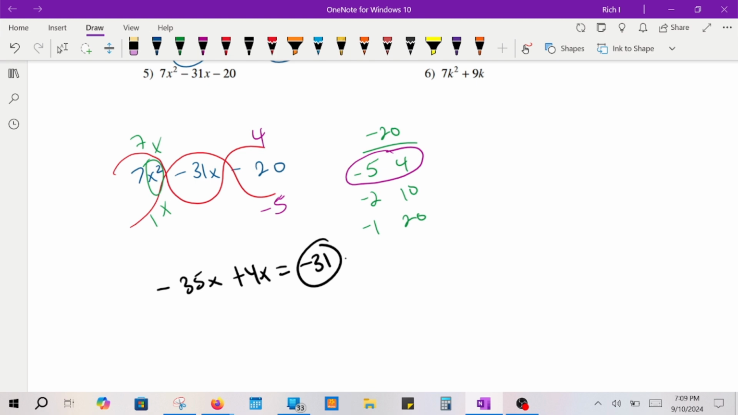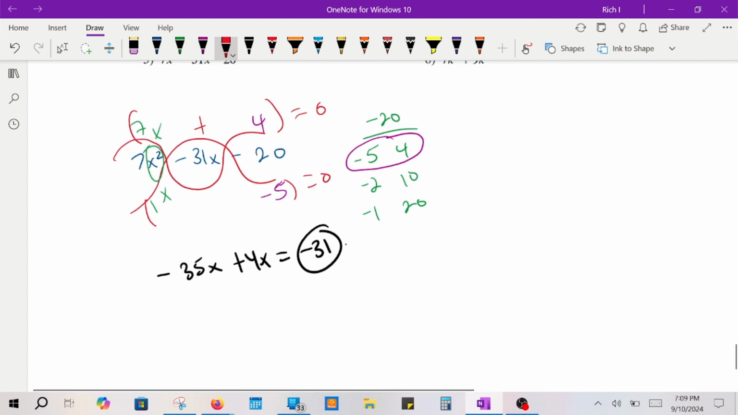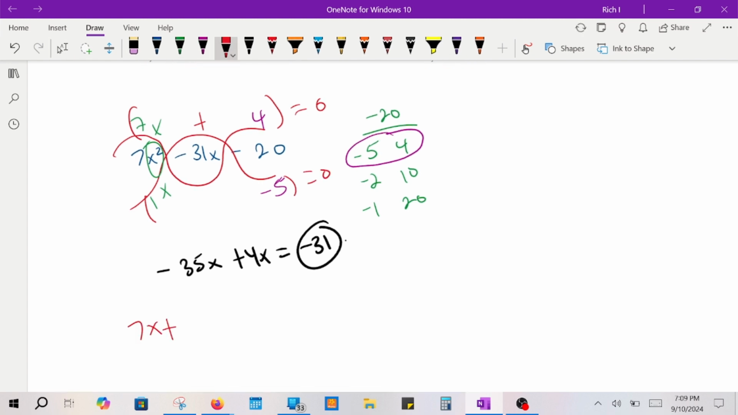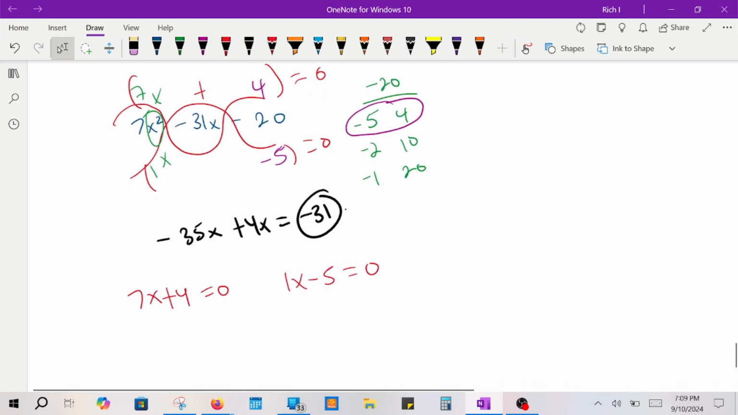Okay, so I didn't mean for that to happen. That was just by luck. But essentially, this is what our answer is going to be. It's going to be 7x plus 4, and then 1x minus 5. And remember, you have to set both of those equal to 0. So we have 7x plus 4 equals 0, and then we have 1x minus 5 equals 0. So remember, you have to solve for both.